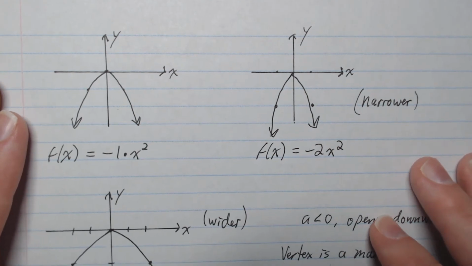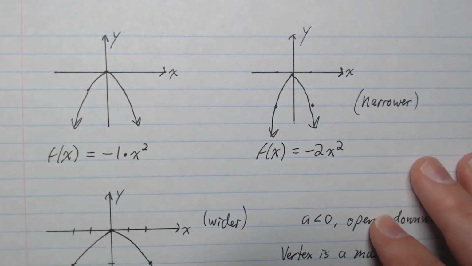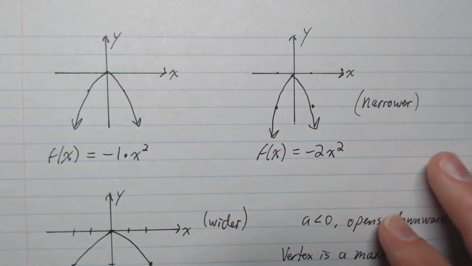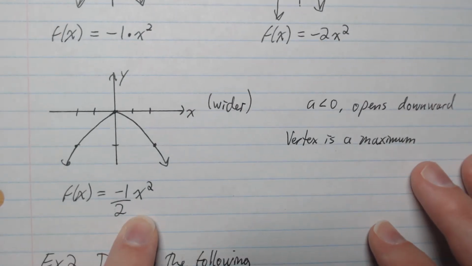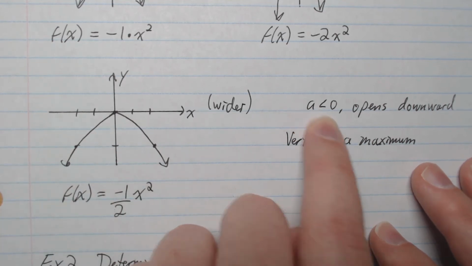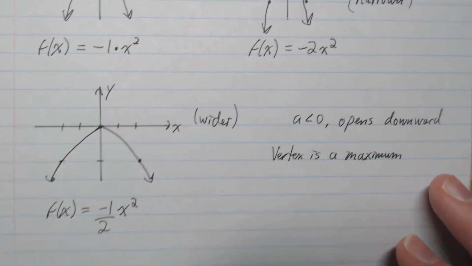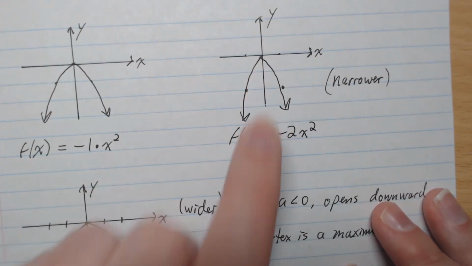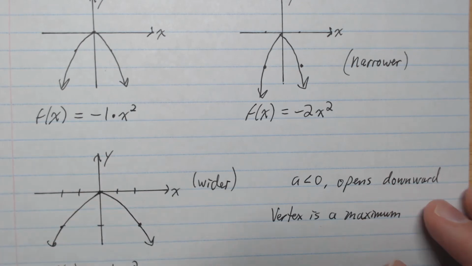Okay, let's see if a is negative. We have -1, so this is negative x squared. -2x squared makes it narrower. Negative a half x squared opens downward but is wider. So a less than 0 opens downward, and if it opens downward, that means the vertex is a maximum. So you see that in common? All the vertices are maximums.